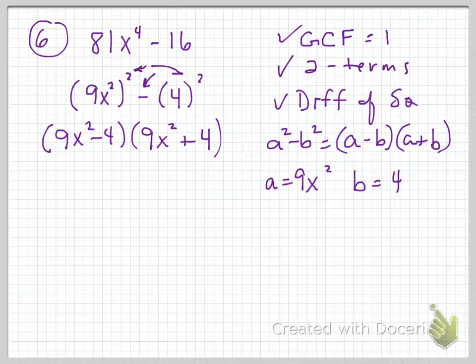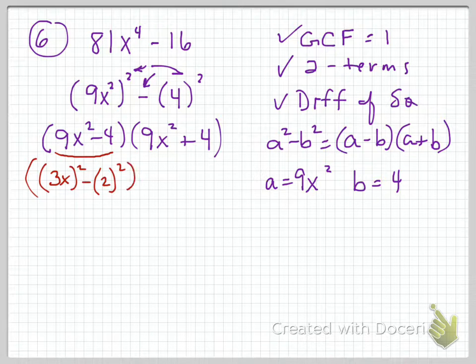You always check your answer then to see if we can factor further, and we should notice we end up with another difference of 2 squares. That's a 3x that's squared minus a 2 that's squared. There's the first one. Here's the second one. That's a sum of 2 squares. We can't factor that. We have no formula for it. In fact, to factor it, you'd have to use imaginary numbers.